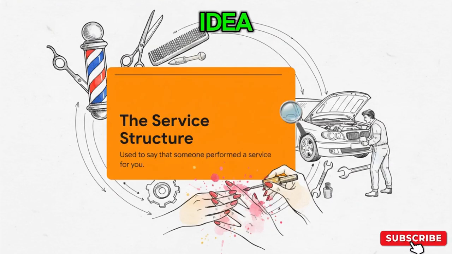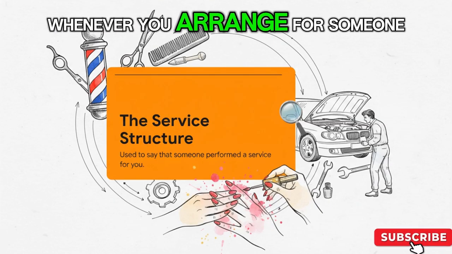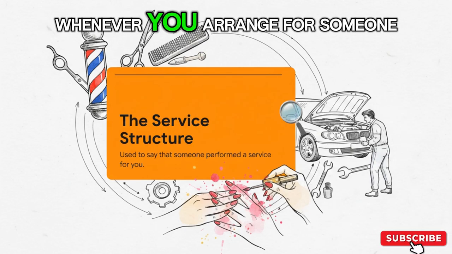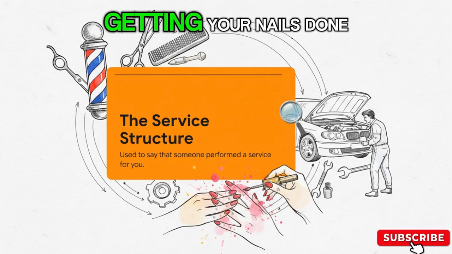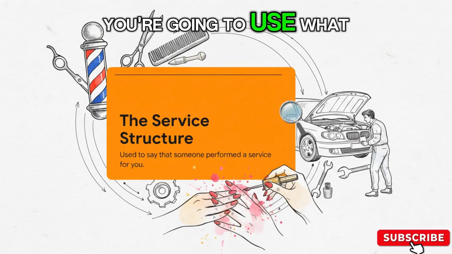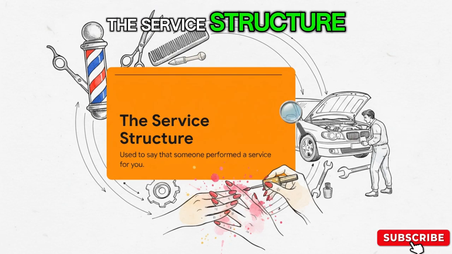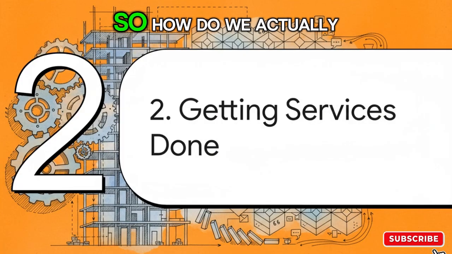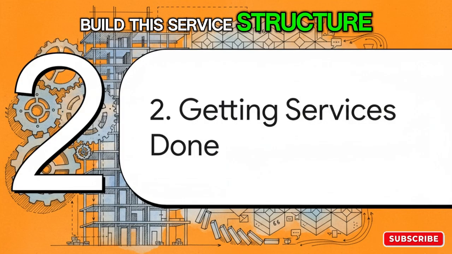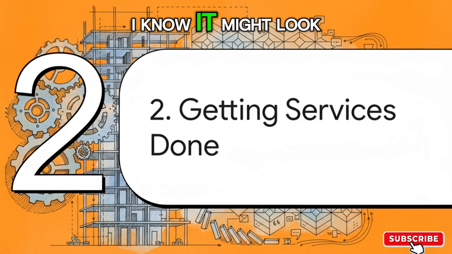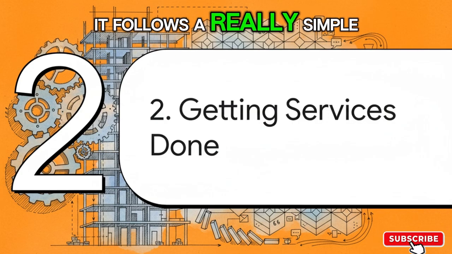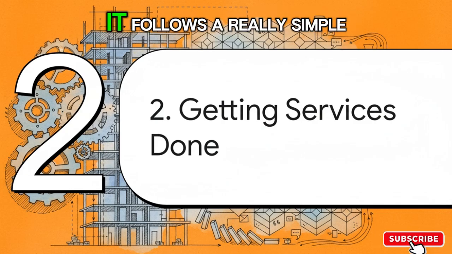So this is the main idea. Whenever you arrange for someone else to do a job for you, like getting a haircut, having your car fixed, getting your nails done, you're going to use what we'll call the service structure. So, how do we actually build this service structure? I know, it might look a little weird at first, but thankfully it follows a really simple and consistent formula.